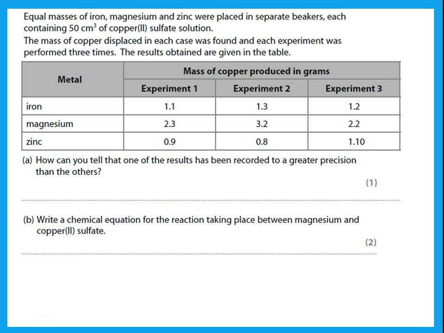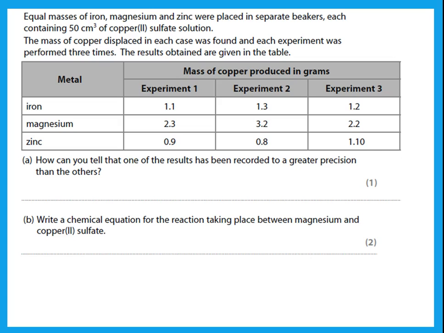Equal masses of iron, magnesium, and zinc were placed in separate beakers, each containing 50 cm³ of copper sulfate. So you put the metal in copper sulfate. The mass of copper displaced in each case was found, and each experiment was performed 3 times. The results obtained are given. First of all, practical question. How can you tell that one of the results has been recorded to a greater precision?